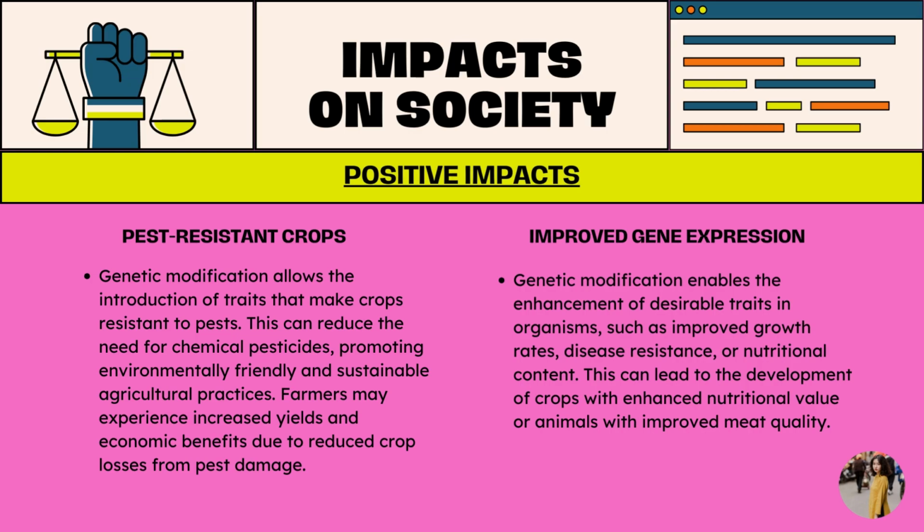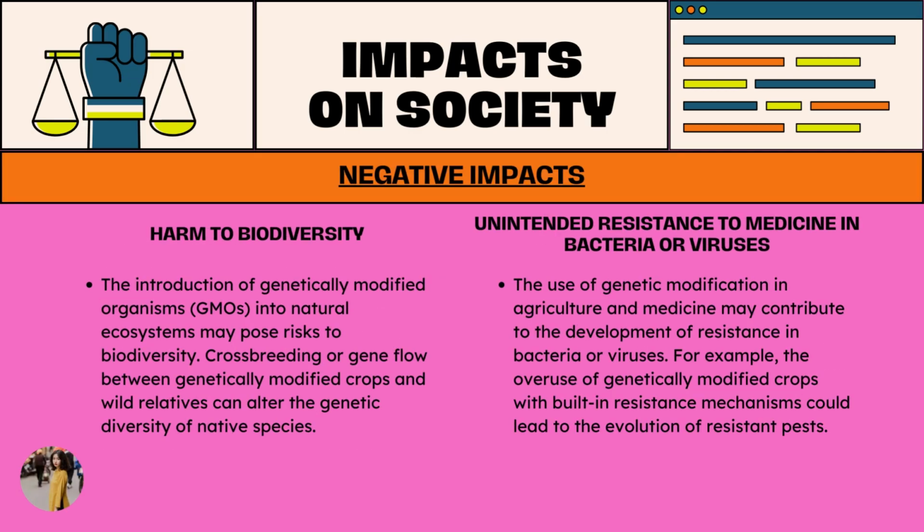This also has improved gene expression at early stages of development. So genetic modification enables the enhancement of desirable traits in organisms such as improved growth rate, disease resistance, and nutritional content. This can lead to the development of crops with enhanced nutritional values or animals with improved meat quality.